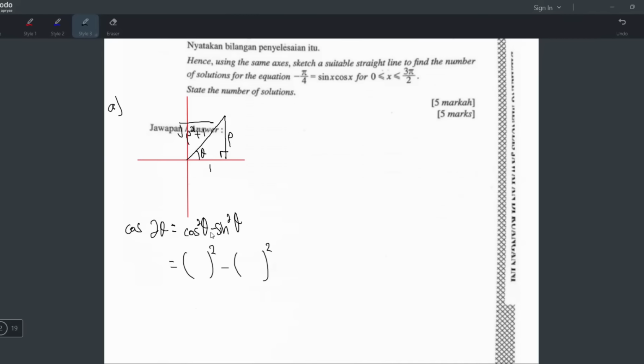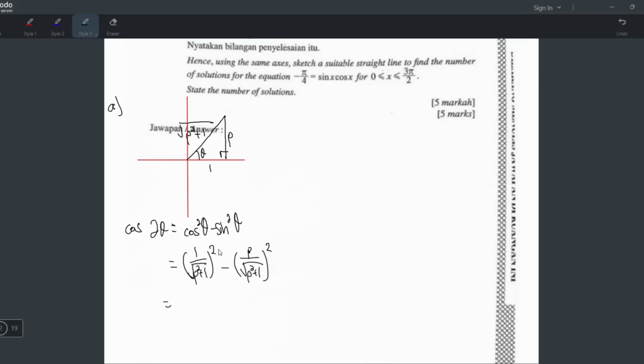Alright, let's find out the cos theta first. Cos's formula is SOHCAHTOA, right? So cos is CAH, so it's adjacent over hypotenuse. So you refer to the diagram here, adjacent is 1. And then hypotenuse is square root p square plus 1. Just put it like that. And then for sin square theta, I need to find out sin theta and then square the value. Alright, sin theta is SOH, opposite over hypotenuse. So opposite is the side in front of the angle. So the opposite is p over the hypotenuse, which is square root p square plus 1.